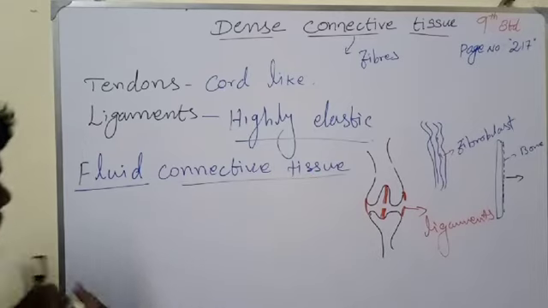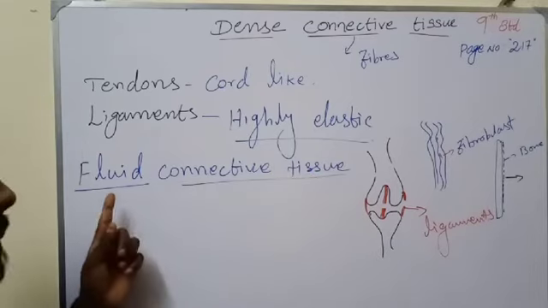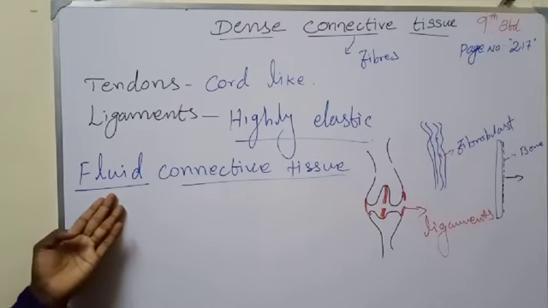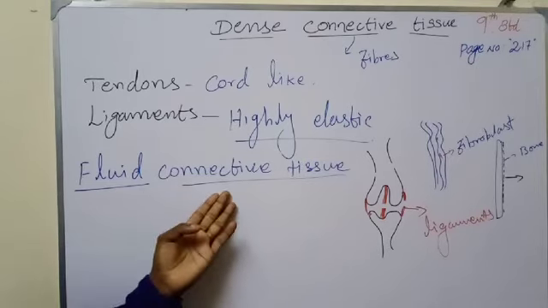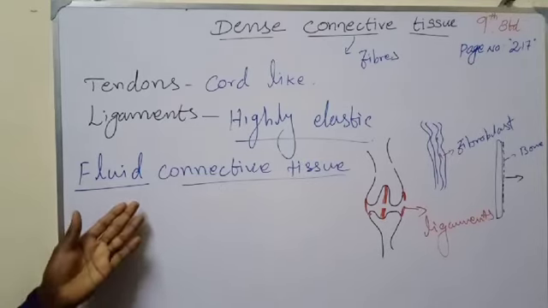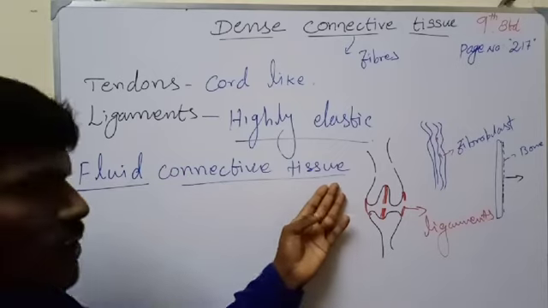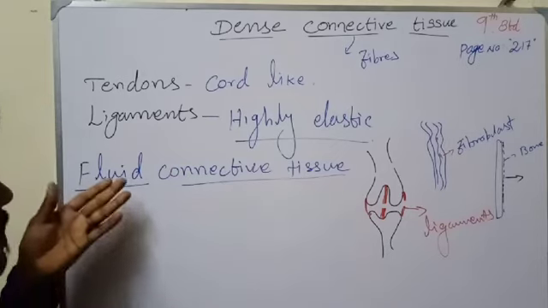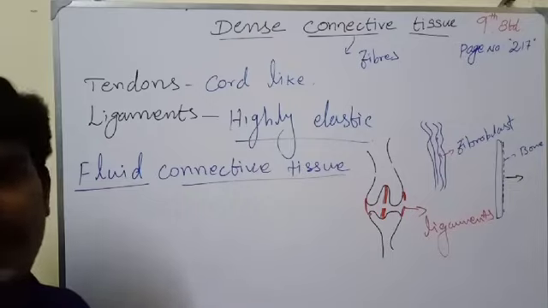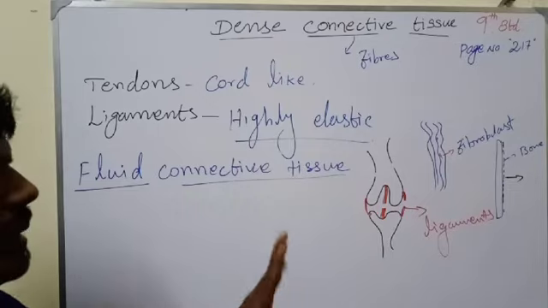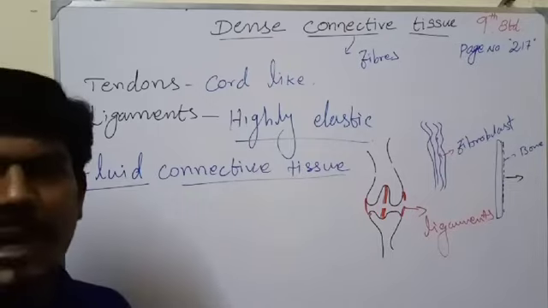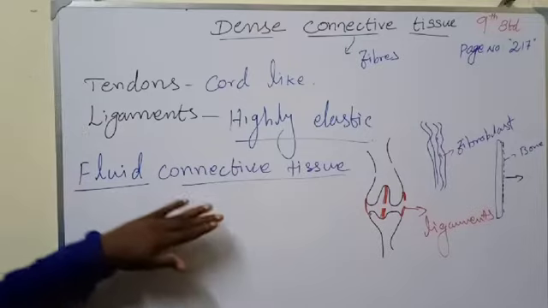See, fluid means the matrix substance. Here itself they are having fluid, meaning the matrix substance. Connective means the matrix substance that connects one cell to another. Tissues means the connective tissue may be the same size or similar or dissimilar, but the performed function is similar. That is fluid connective tissue.